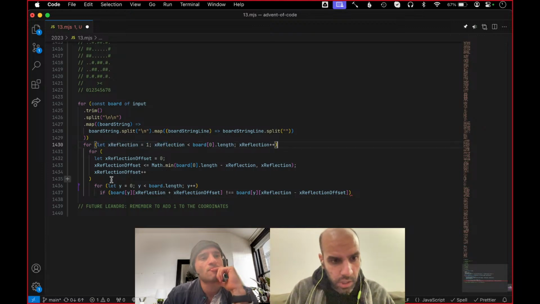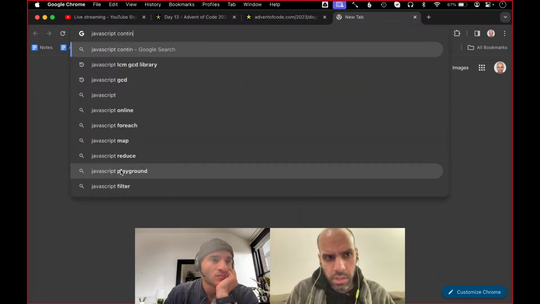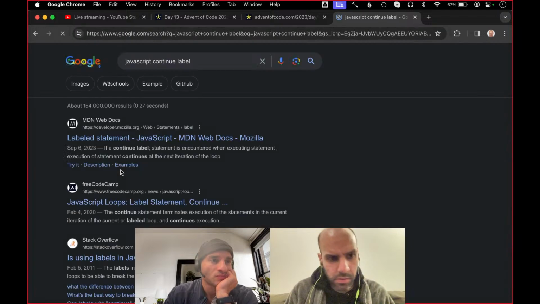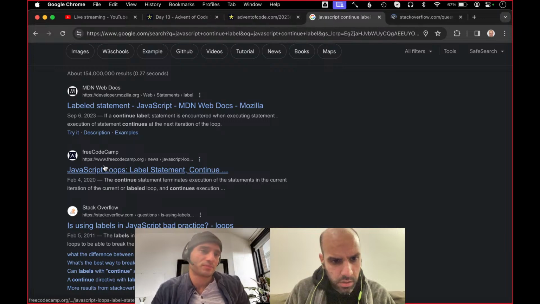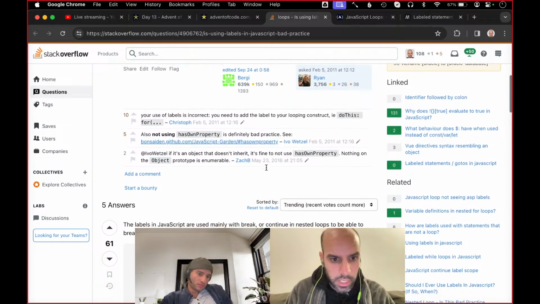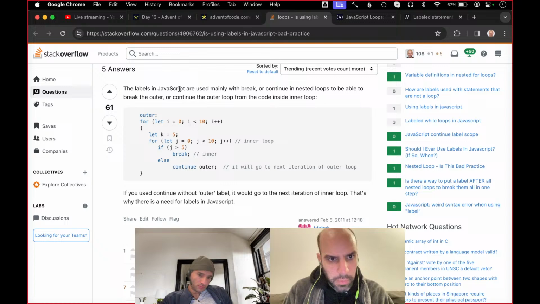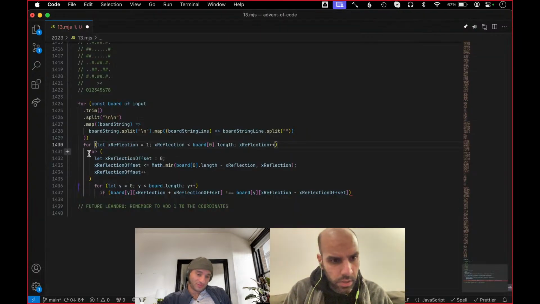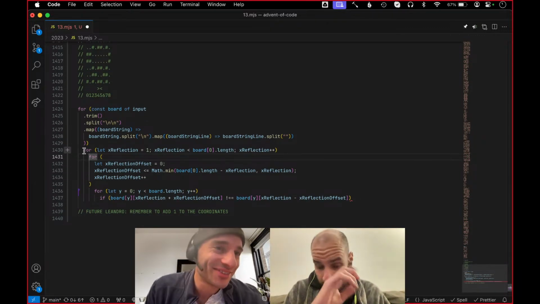So, how do I continue 2 for loops above? I think there is not such a thing as a JavaScript continue label. I would generally put it in a function and then return. That is a good call. Continue outer. Use labels in JavaScript that are mainly used with break or continue on nested loops. Excellent. Wow. Here's something you don't see every day, folks. I learned something new. Wow.